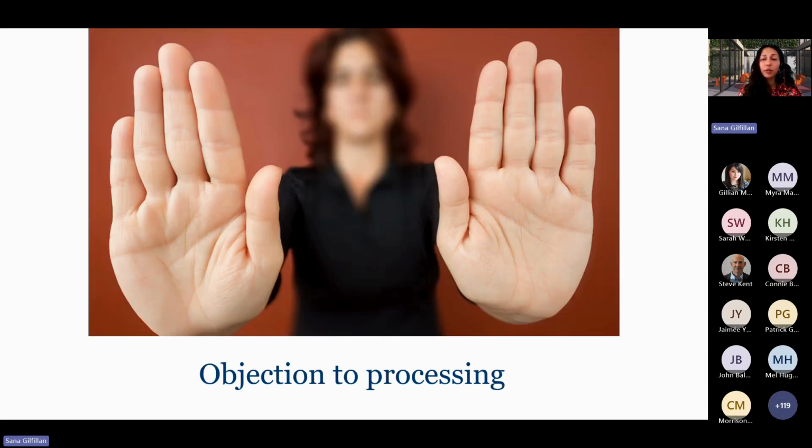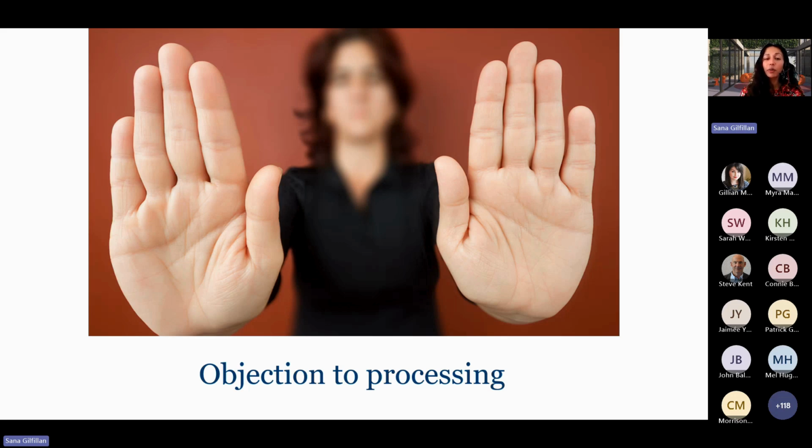So the other one is the objection to processing, which gives individuals the right to ask organizations to stop processing their personal data. So like I said, this is an absolute right when it comes to direct marketing. But they can also object to their processing if you have, for example, used legitimate interest as the basis for your processing, or if you had used public interest, public task, or scientific or historical research and statistical purposes as your legal basis.